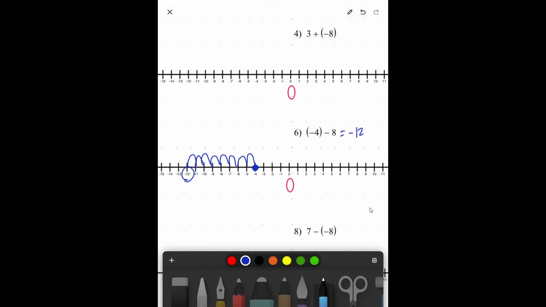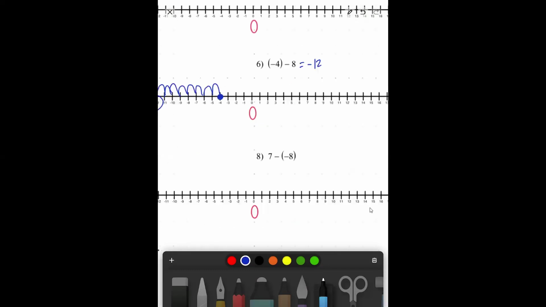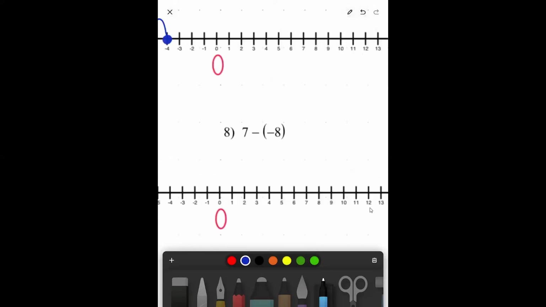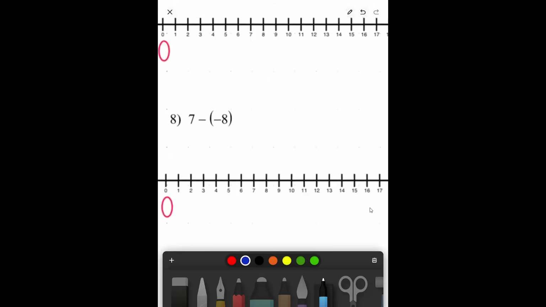All right, now I'm going to do one more, number 8, because this is the one that a lot of students struggle with. It's a negative 7 minus a negative 8. When you have a minus negative, you always change the minus and the negative to a plus. Now what you have is 7 plus 8. So we start at 7 and go 8 in the right direction: 1, 2, 3, 4, 5, 6, 7, 8. Our answer for this one is a positive 15.